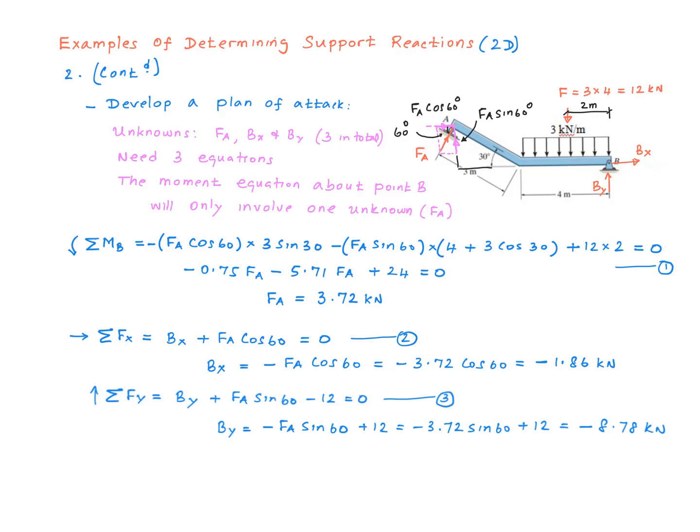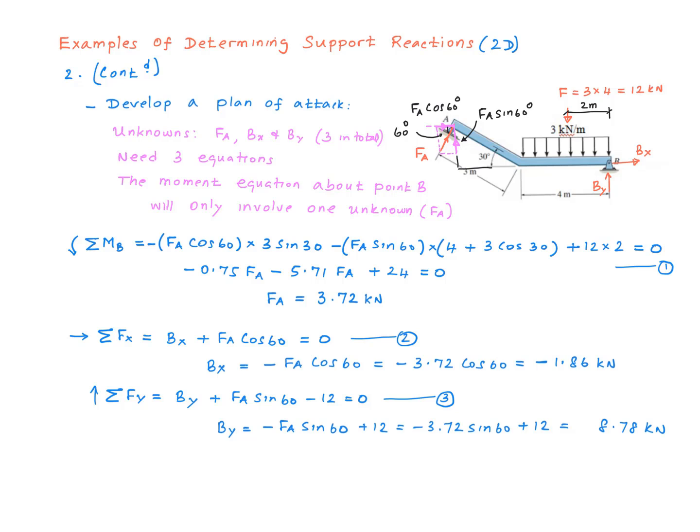So here's my force equation in the y direction. We have By and FA sine 60, both of which are going in the vertically upward direction, so they have a positive sign in front of them. And this 12 kilonewton is acting vertically down, so I have a negative sign in front of that. So those are the three terms that are going to show up in this equation. And you simplify that, and I get a value of 8.78 kilonewton.